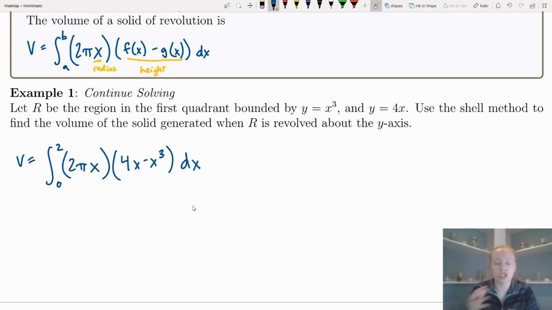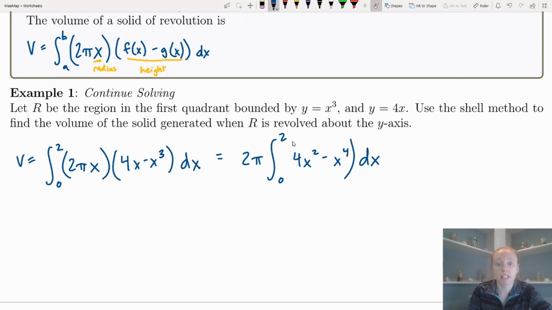So let's go ahead and distribute to make this easier to integrate, and then integrate it. Our volume is going to go from 0 to 2. I'm going to pull that 2 pi out in front because that's just some constant multiplied to everything, which means all I have to do now is distribute this x to the 4x and the x cubed. So that will be 4x squared minus x to the 4th, all with respect to x. Now I'll integrate. So I'll have 2 pi times 4x squared, which when integrated is 4x cubed over 3, minus x to the 4th, which when integrated is x to the 5th over 5.